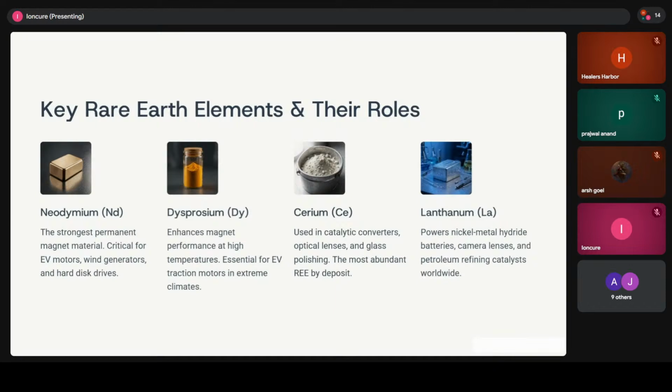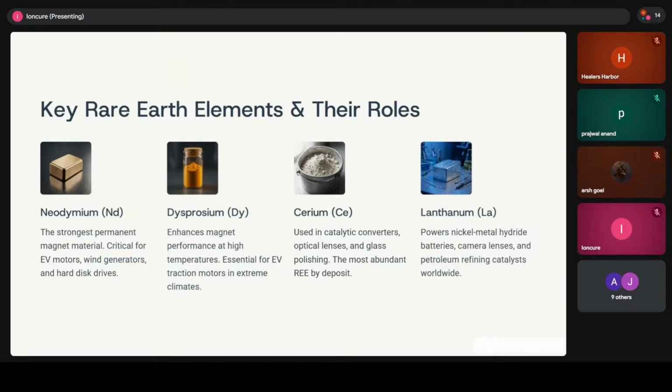Different rare earth elements have different industrial applications. So, neodymium is one of the most important because it is used to manufacture powerful permanent magnets used in EV motors, hard drives, and wind turbines. And dysprosium improves magnet performance under high temperatures, especially in electric vehicles and advanced motors.